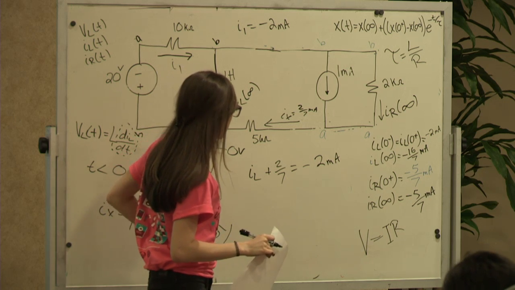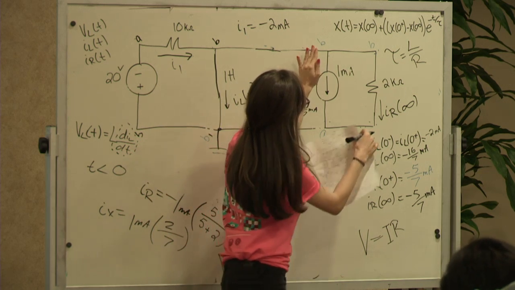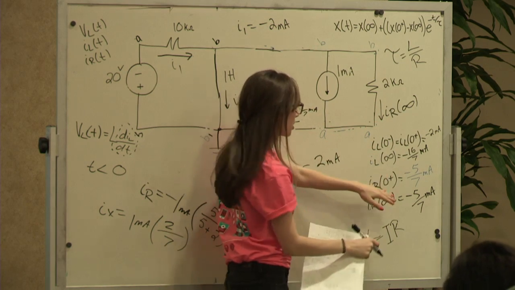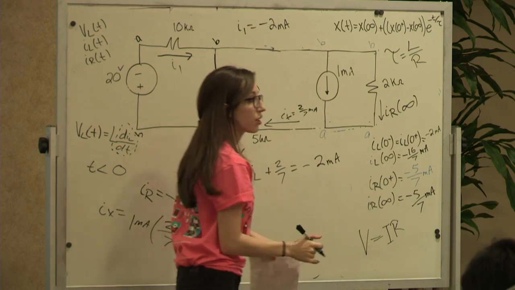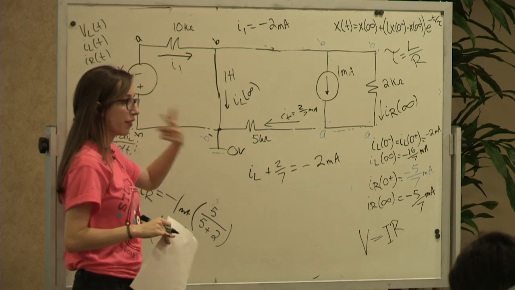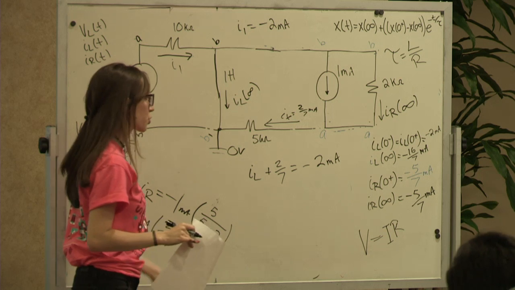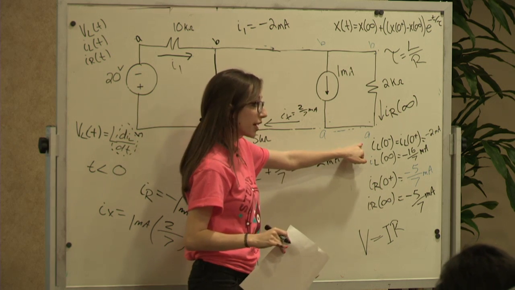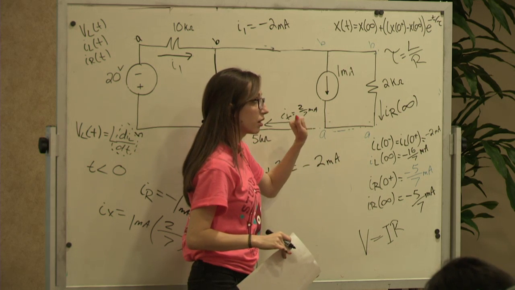So, no wait, my bad. They were in series, so this was just negative 1 milliamps, which is different than negative 5 over 7. So yeah, they can change instantaneously. Anything on a resistor, the voltage on a resistor and the current can differ. So you always just want to find 0 plus and infinity. It's only the inductor current that doesn't change, or the capacitor voltage.